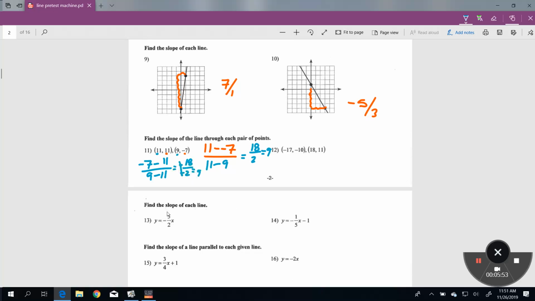On number 13, the slope is the number in front of x when y is all by its lonesome, so the slope is negative 5 halves. On this one, on number 15, if I have a new line that's parallel to it, again, it will be the exact same slope. So m equals 3/4.